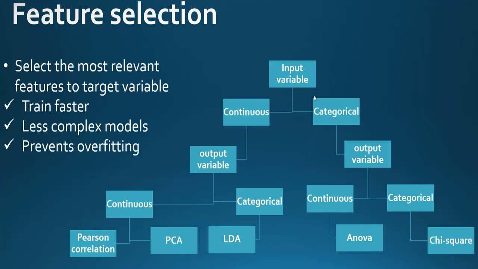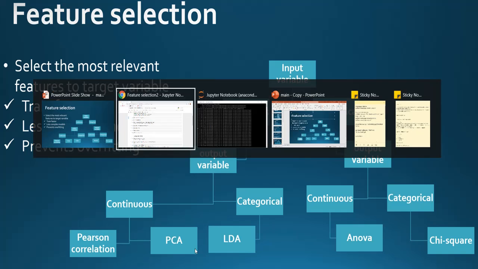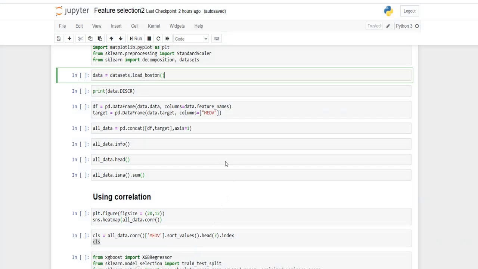But if our input variable is categorical and our output variable is continuous, we can use the ANOVA test. And on the other hand, if the output variable is categorical, we can use chi-square in order to test the dependency of the features on the target variable. So in this tutorial, I'm going to focus on these two methods, applying correlation analysis and PCA, to see how we can find the best set of features for applying in machine learning.